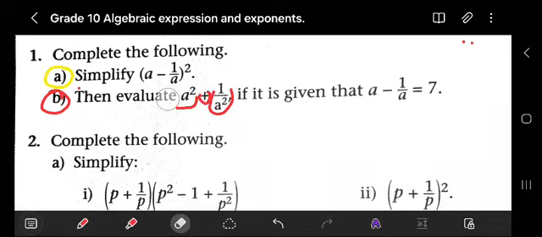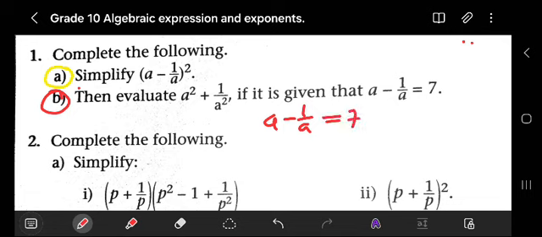Ask yourself, how did they get this squared, right? And that's positive. So what you're supposed to do, guys, you take these and square both sides. You take that value, a minus 1 over a, and write that is equal to 7. Then you square this on both sides. You nicely square this.